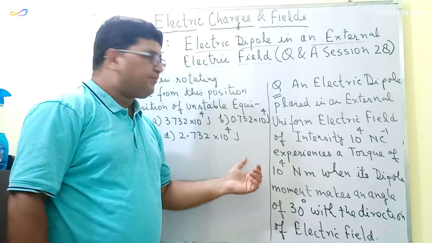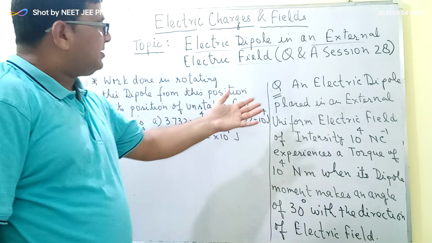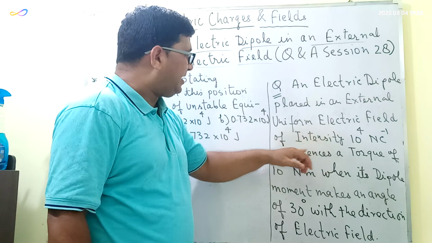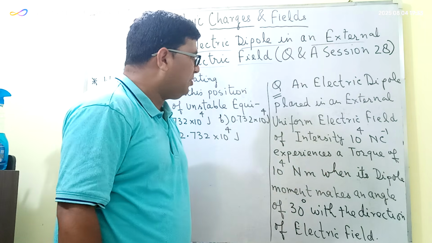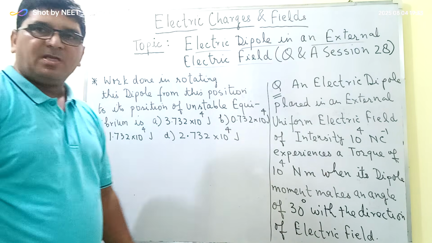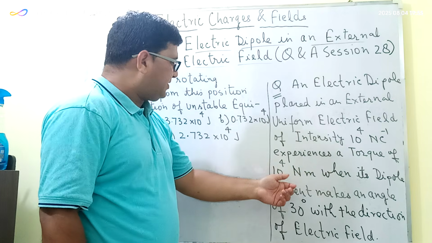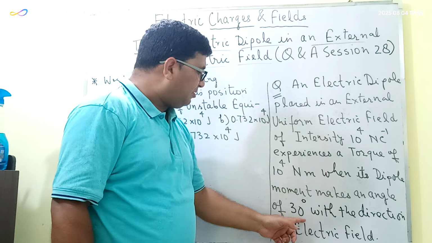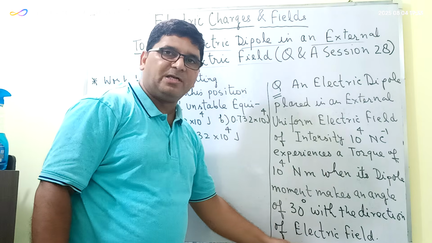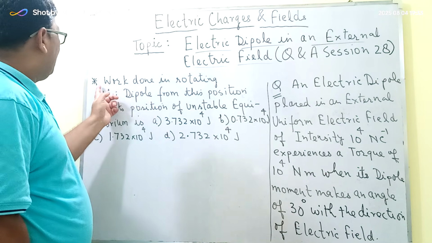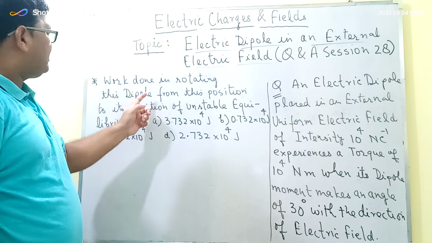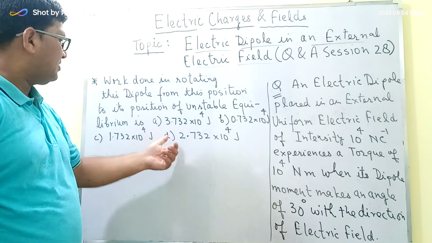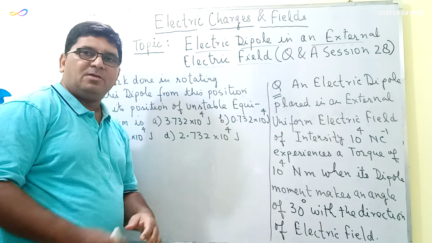The topic is the electric dipole in an external electric field, and based on this topic I have one question for this session. The question is: an electric dipole placed in an external uniform electric field of intensity 10 to the power 4 Newton per coulomb experiences a torque of 10 to the power 4 Newton meter when its dipole moment makes an angle of 30 degrees with the direction of the electric field. So, the work done in rotating this dipole from this position to its position of unstable equilibrium is. So, here we have to find the work done.